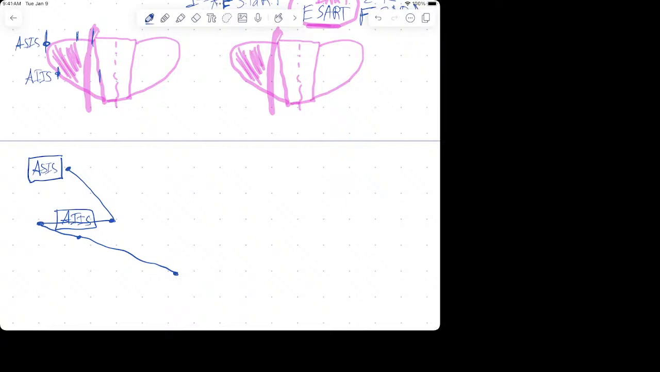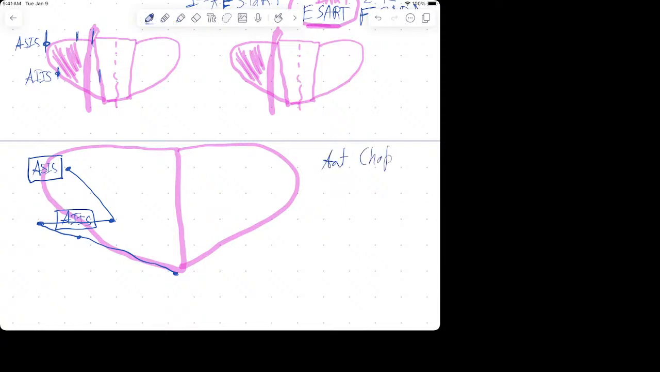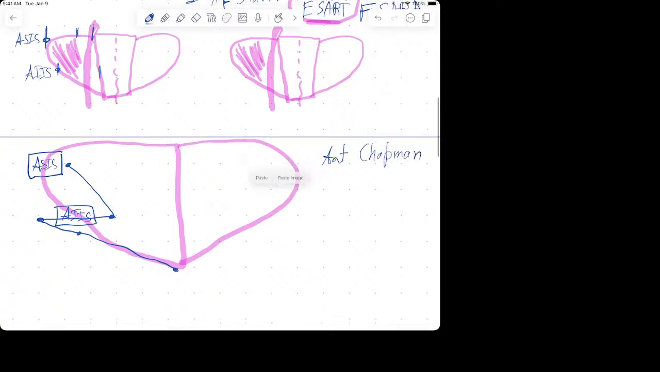So if I had to draw your hip, that's your hip, right? And in the front, this is anterior. So anterior Chapman points. There's two of them, which gets confusing. Anyway, you see the lightning sign.